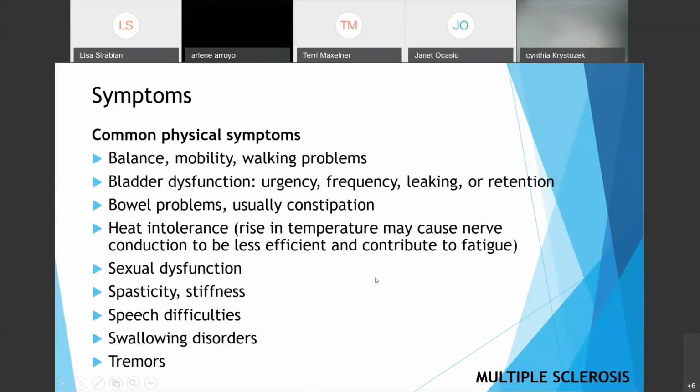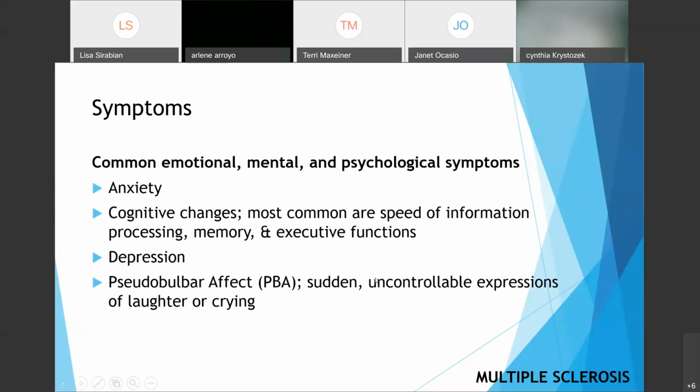Common physical symptoms. Common emotional, mental, and psychological symptoms: anxiety. Some experience cognitive changes, particularly the speed of information processing, memory, and executive functions. Depression, and pseudobulbar affect, which is a sudden uncontrollable expression of laughter or crying. That pseudobulbar affect comes up a few times with these different disorders.